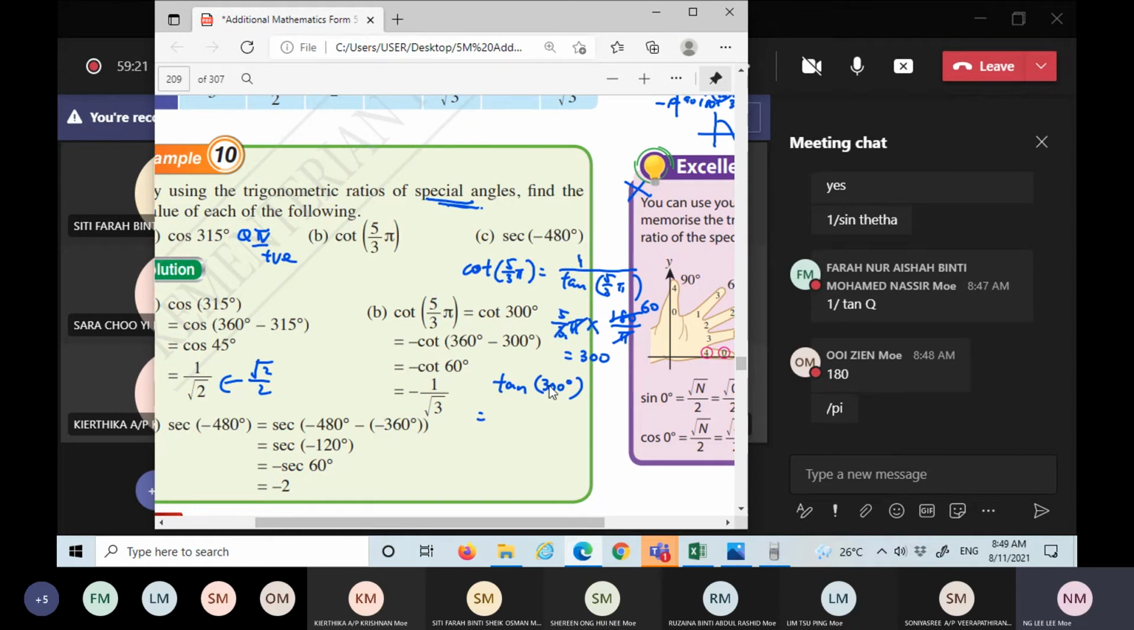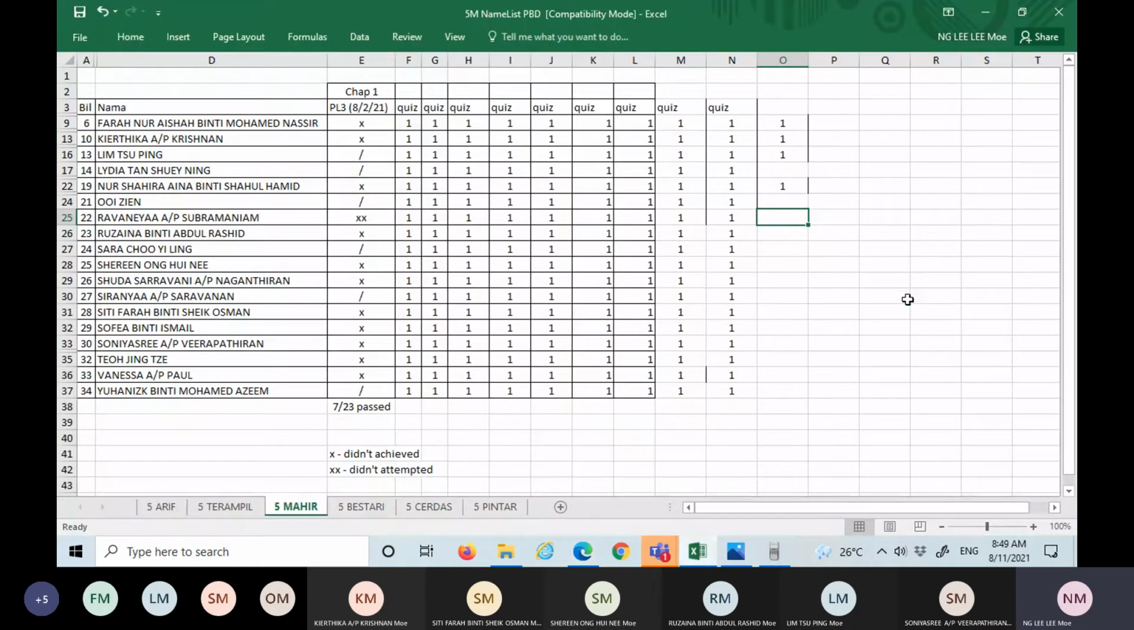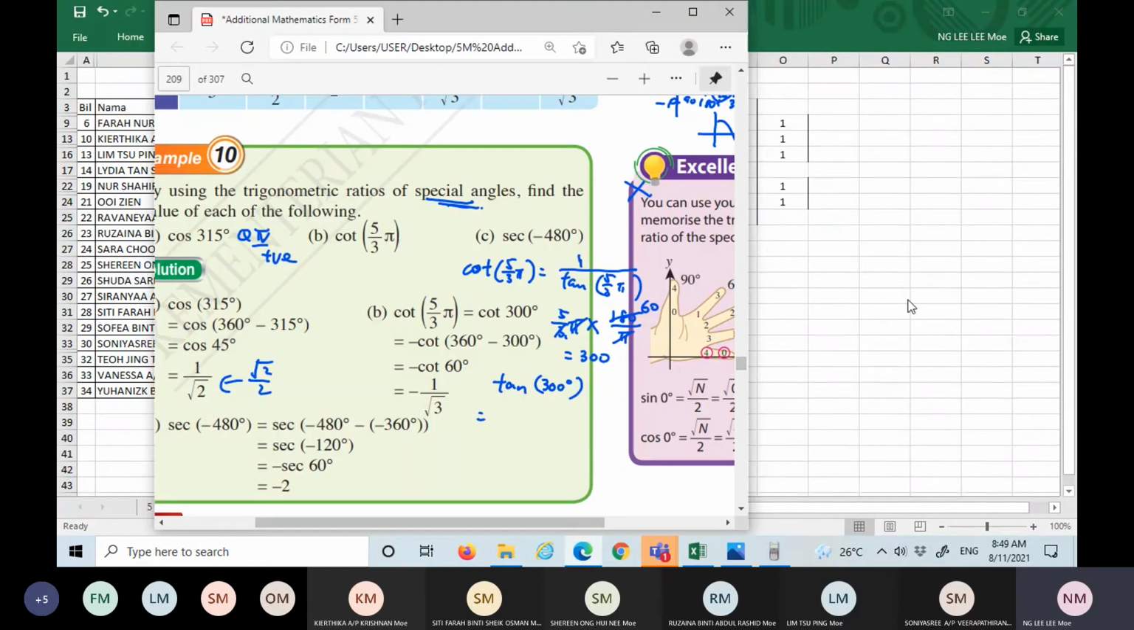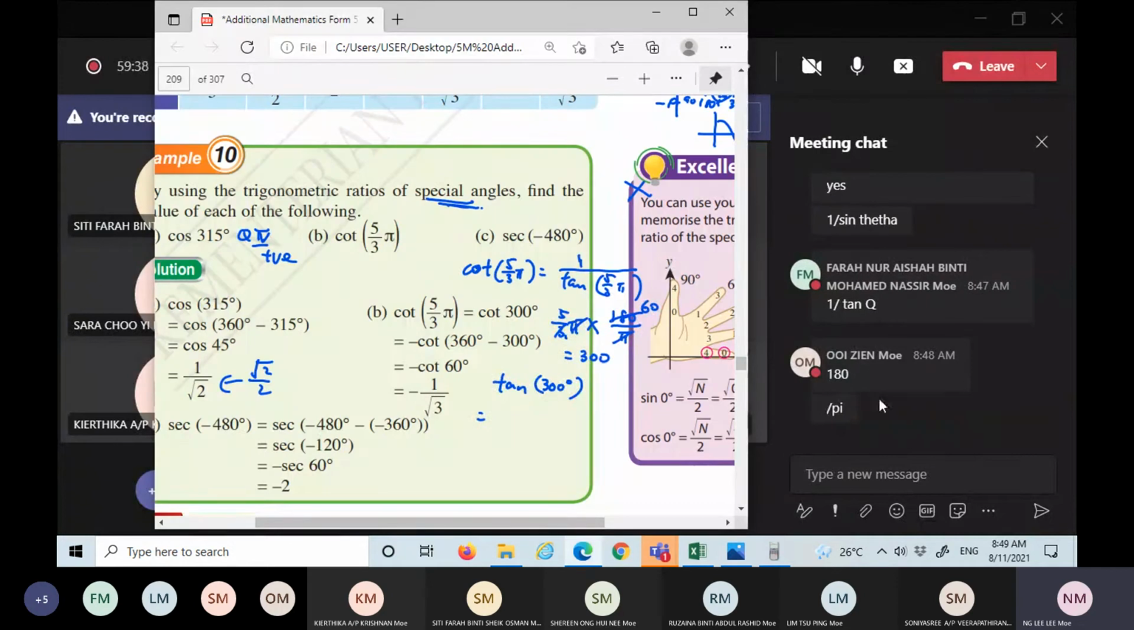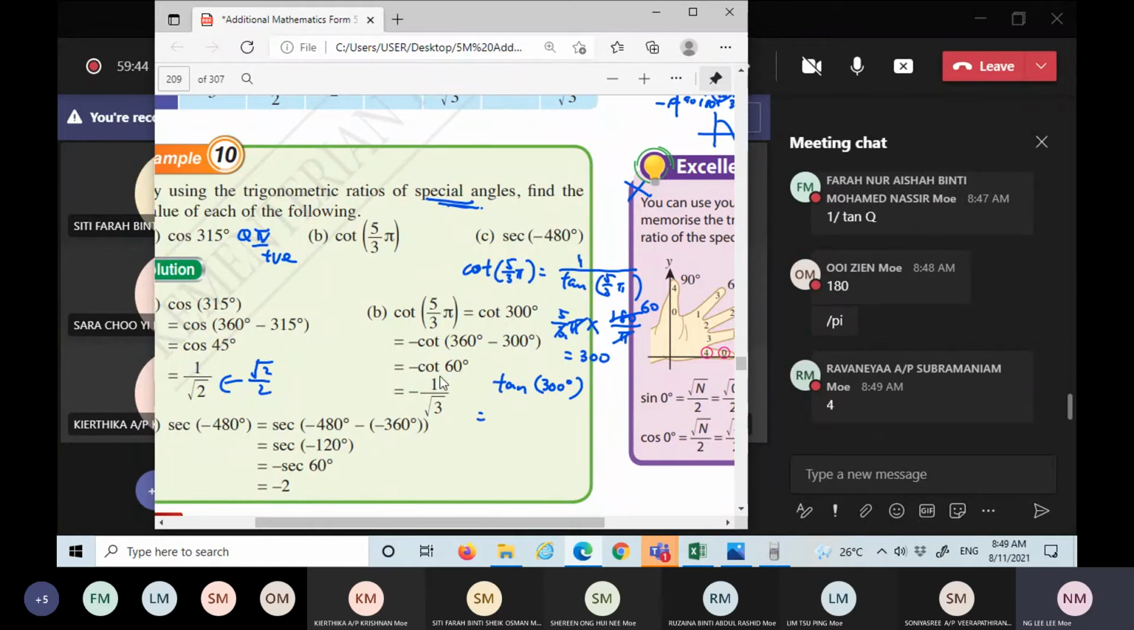Okay, so 300 degrees is in which quadrant? Who's the next girl? Ravania. Okay, 300 degrees is in which quadrant? Quadrant 1, quadrant 2, quadrant 3, quadrant 4. Which quadrant? Okay, 4th quadrant. Thank you, Ravania.